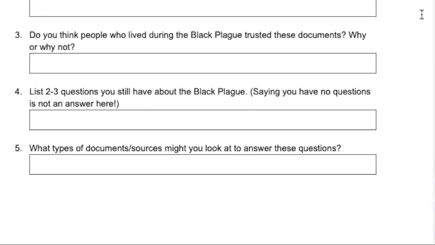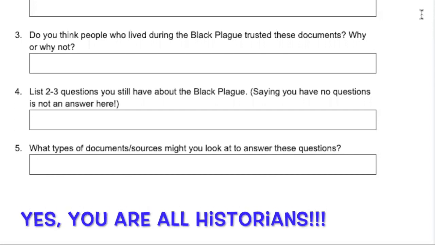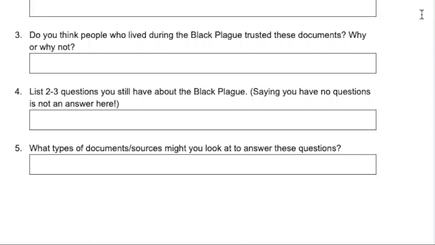Number 3, do you think people who lived during the Black Plague trusted these documents? Why or why not? This is not whether or not you trust the documents as a historian in 2020. This is about whether people who lived in 1348 would have trusted these documents. So try to get yourself in the mindset the best you can of somebody who was looking for advice on what to do about the Black Plague.